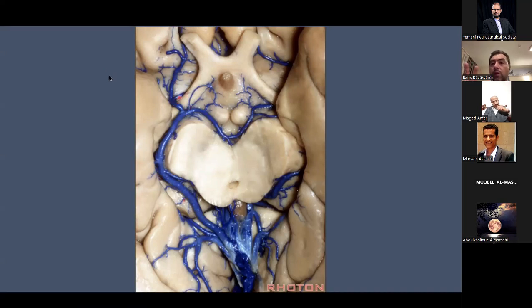So the union of these three veins forms the most anterior part of the basal vein of Rosenthal, and then joins the peduncular vein coming from the interpeduncular fossa, and then they course back as the basal vein of Rosenthal to go into the vein of Galen together with the internal cerebral veins.